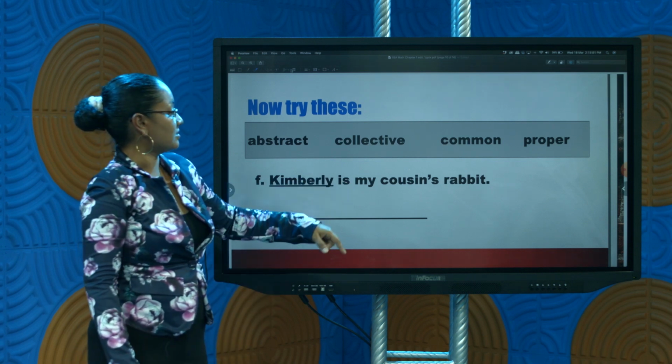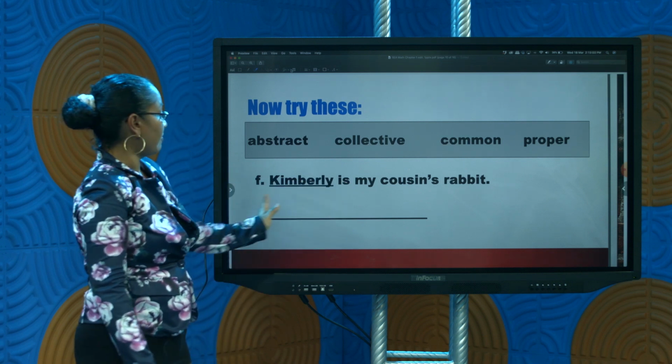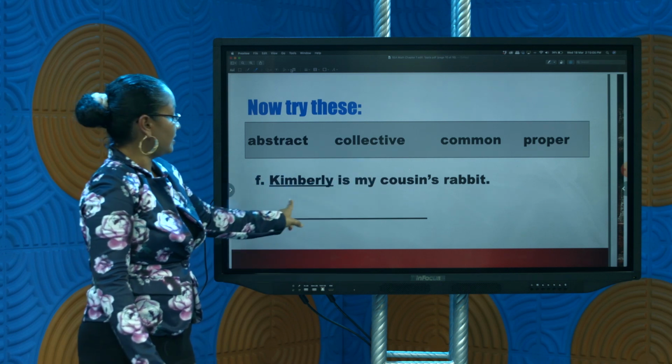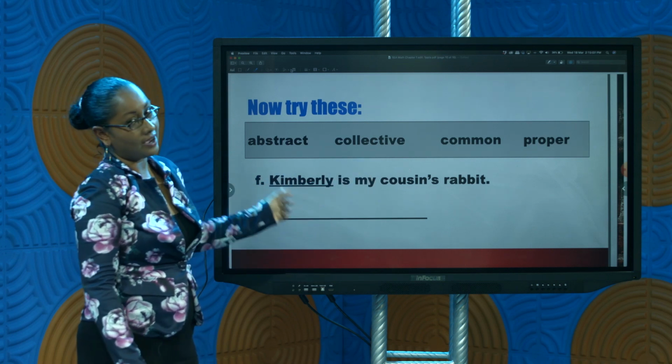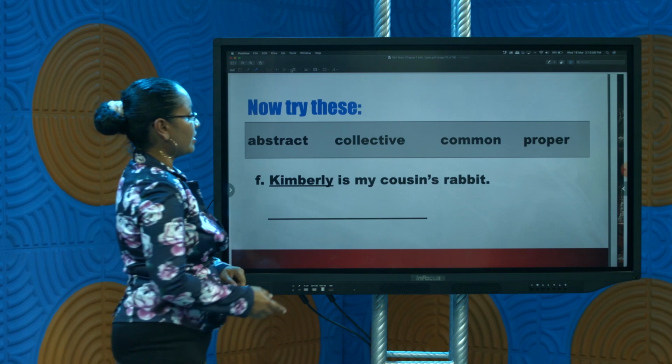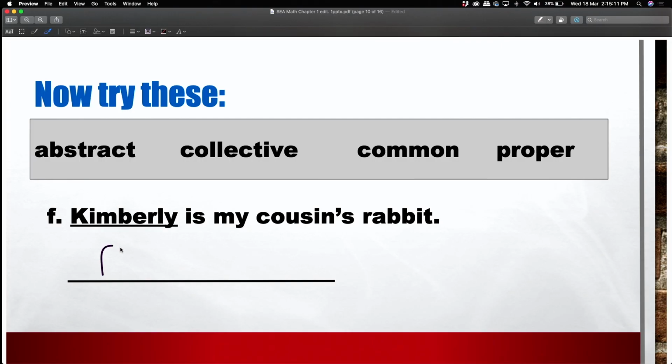Kimberly is my cousin's rabbit. We have many nouns again, but Kimberly is underlined. And like Hannah, Kimberly is the name of a girl. So that would be another proper noun. So you have selected the correct answer.